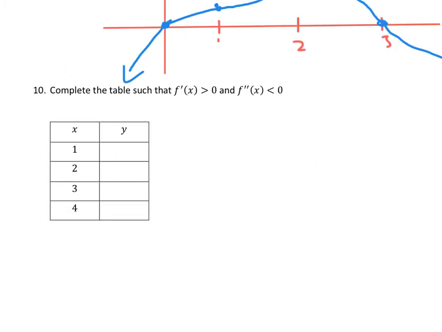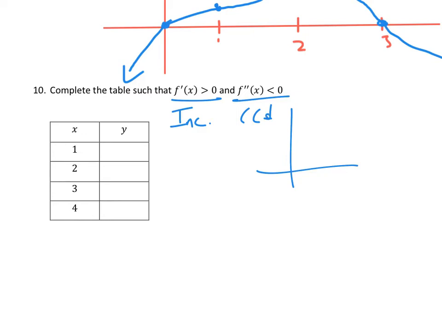Here's a good little problem, all right? We want to make a table, just make up some numbers, so that f prime is greater than 0 and the second derivative is less than 0. So what does that mean? This means it's increasing. However, the rate at which it's increasing is shrinking, okay? So if it helps, a little graph here: this means we're increasing. This means concave down, all right?